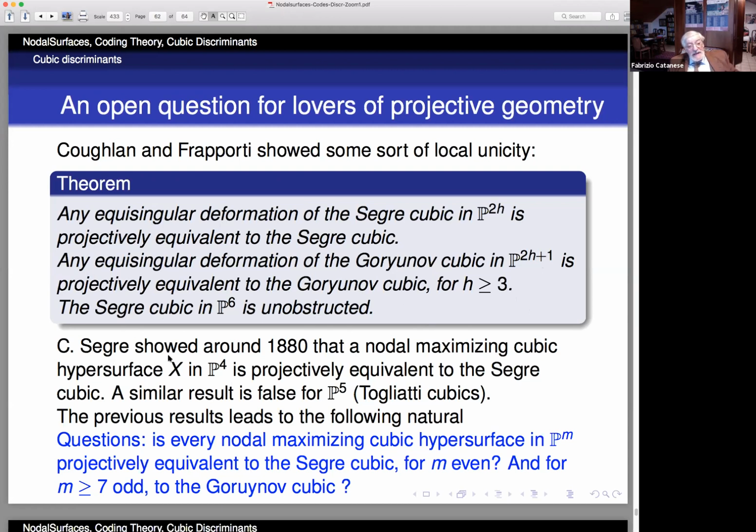So Segre indeed considered the nodal maximizing cubic in P4 and proved that there is only one case. And now there is a natural question. Is it true that every nodal maximizing cubic hypersurface in P^n is projectively equivalent to the Segre cubic when n is even, and for odd n, with dimension of the projective space at least 7, to the Goryunov cubic?